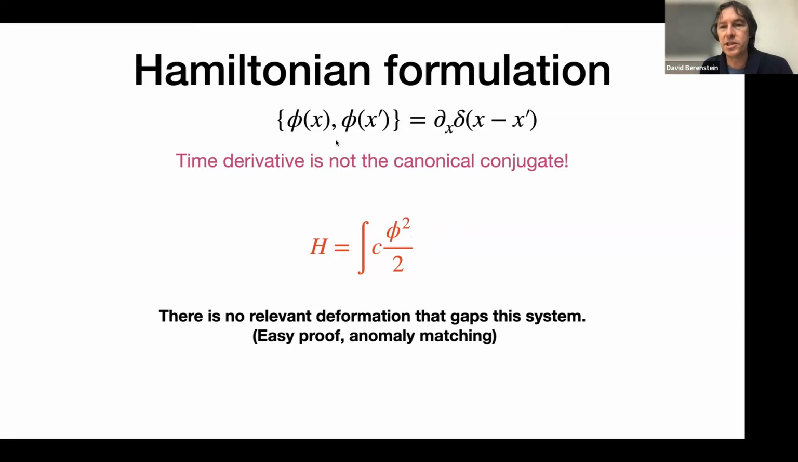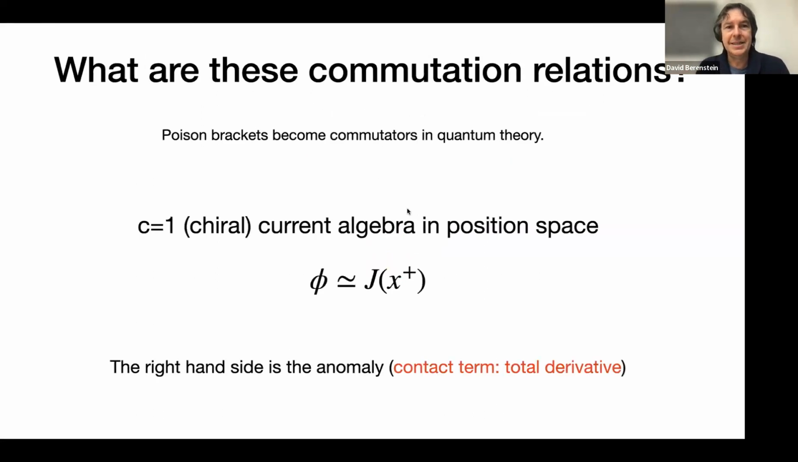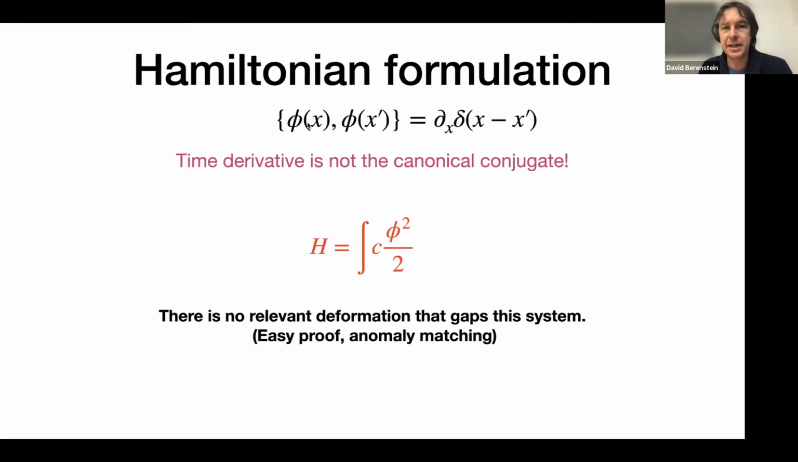And let me tell you what this Poisson bracket is. You might recognize it. When you turn Poisson brackets into commutators, this is just the U(1) chiral current algebra in position space. So the derivative of the delta function is the Schwinger term that classifies the anomaly. So if you look at this equation and you remember now that the phi's are j's, then the derivative of the delta function is the anomaly of the U(1) current.